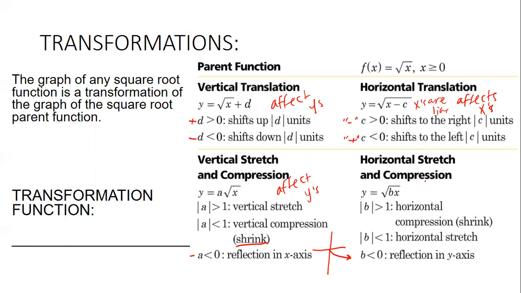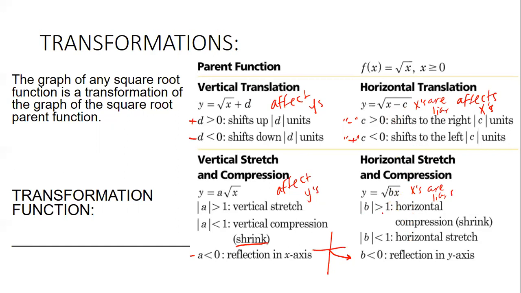All right, our horizontal stretch and compression. Again, here, x's are liars. Mathematically, it looks like you're going to be multiplying each one of your x values, but in reality, what you're doing is dividing them. Just like here, we look like we're subtracting, we're actually adding. Same thing here. It looks like we are multiplying, but we're dividing. And that's why the effects are opposite.